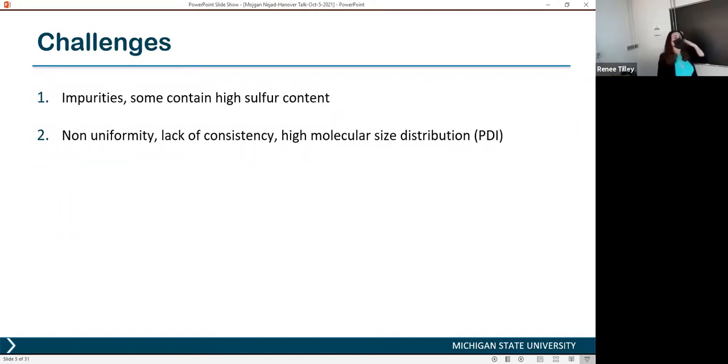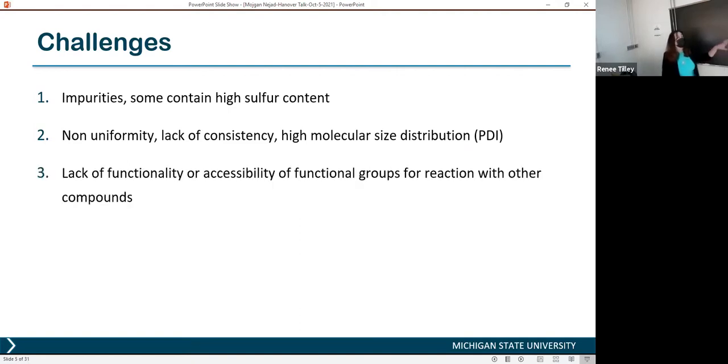The other challenge is non-uniformity of lignin, because it's a natural polymer. We have a lack of consistency and a high molecular weight distribution. I'm not going to get into technical details, but please feel free to write down your questions, and I'll be happy to answer them. Another challenge is the lack of functionalities: even though we see different functional groups in lignin, not all of them are available for reaction with the co-monomers.